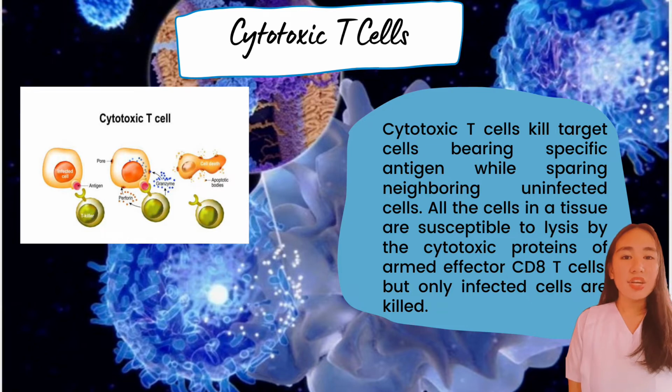Second, cytotoxic T cells. Cytotoxic T cells are a type of white blood cell that kills cancer cells. They also kill cells that are infected, particularly with viruses, or cells that are damaged in other ways.